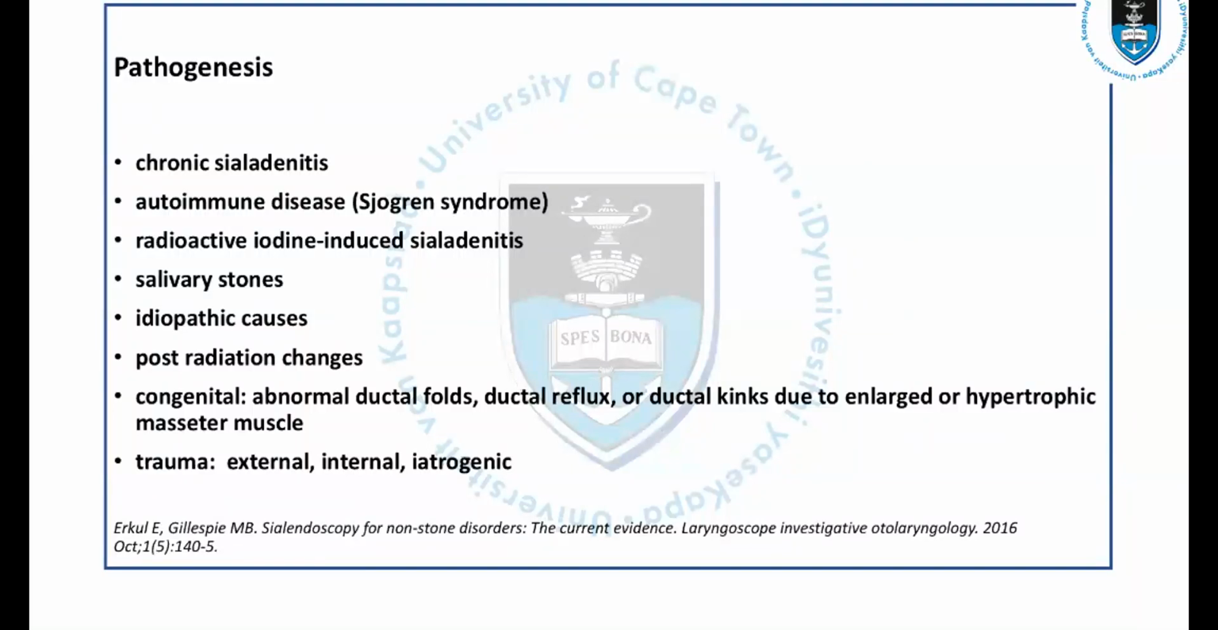The causes of stenosis include chronic sialadenitis, autoimmune disease such as Sjogren's syndrome, radioactive iodine-induced sialadenitis, salivary stones, idiopathic causes, and post-radiation changes. Congenital or traumatic abnormal ductal anatomy can also cause stenosis, and congenital causes include abnormal ductal folds, ductal reflux, or ductal kinks due to enlarged or hypertrophic masseter muscle. Trauma causes can include external trauma, internal trauma, or iatrogenic trauma.